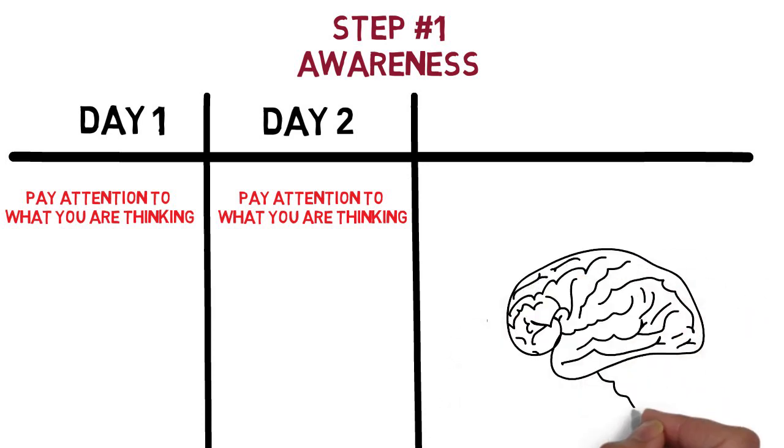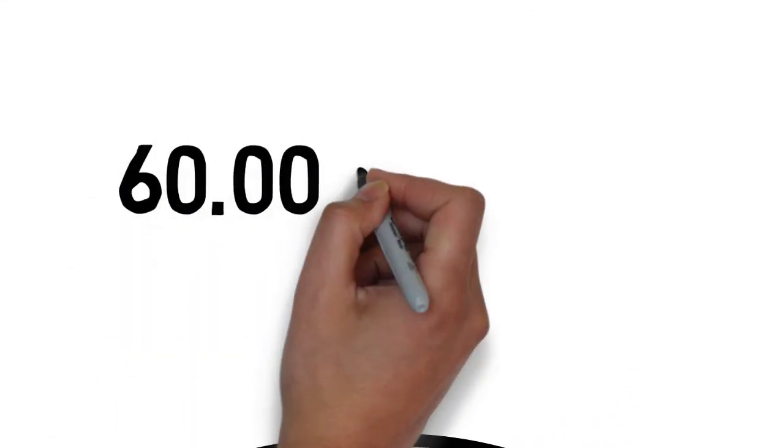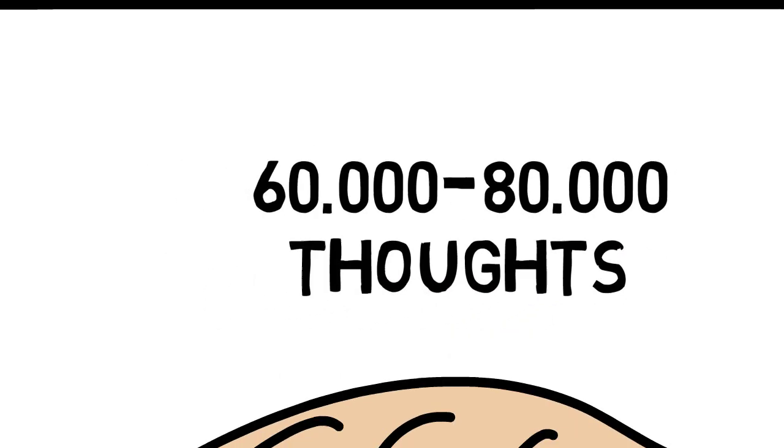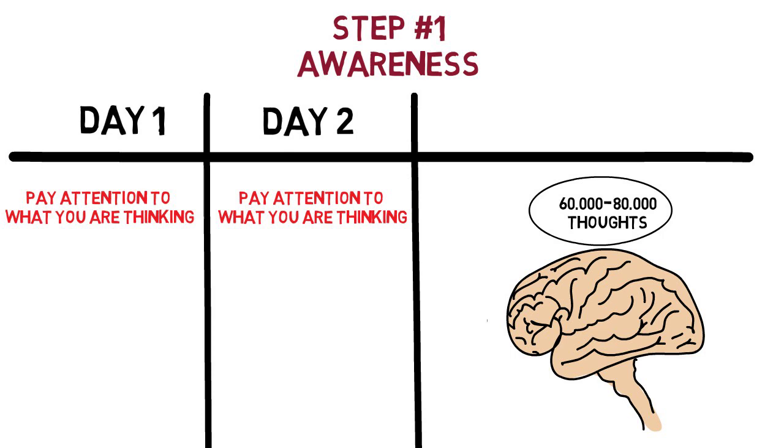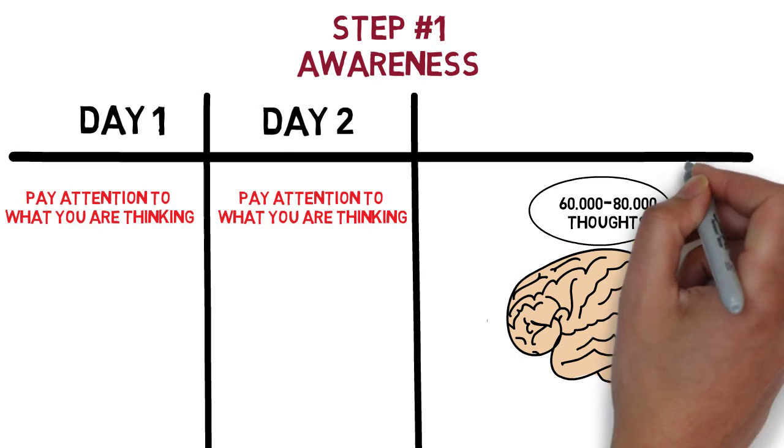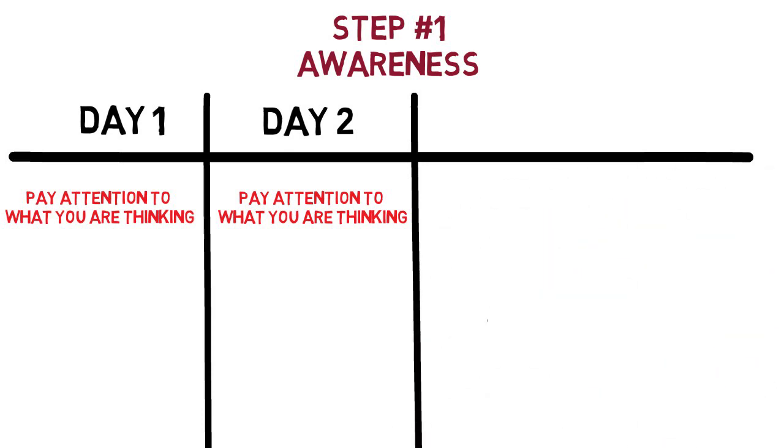Did you know that we are thinking about 60 to 80,000 thoughts a day? And did you know that over 95% of those happen automatically and that we are not even aware of them? Yes, this is absolutely true. So again, we need to practice becoming more aware.